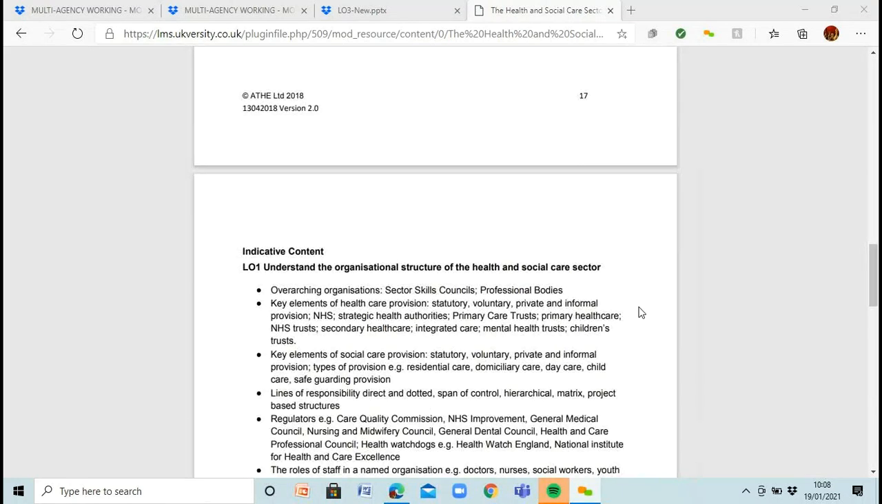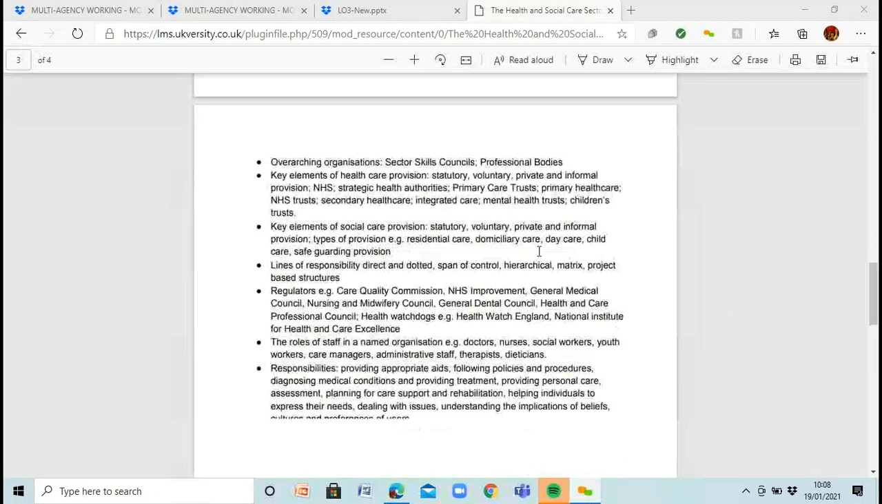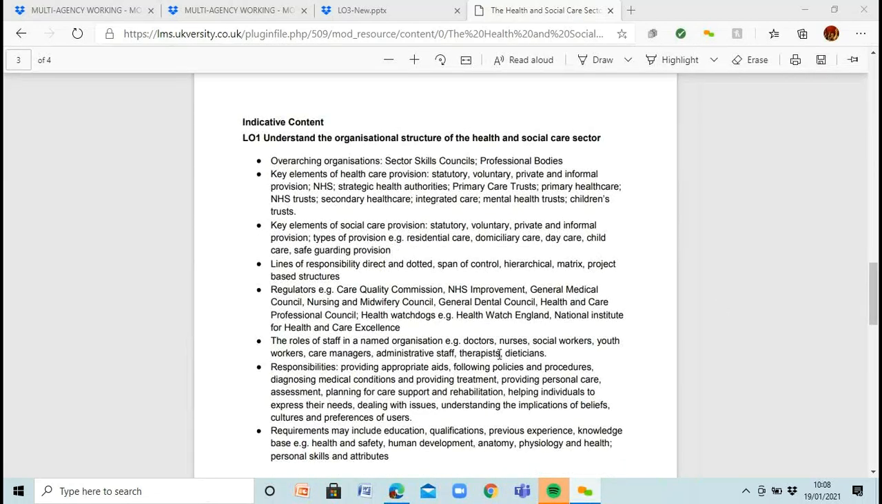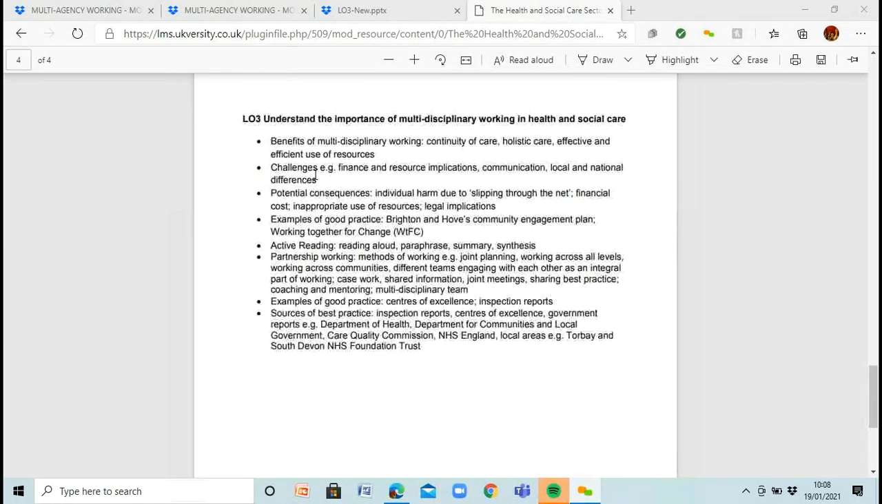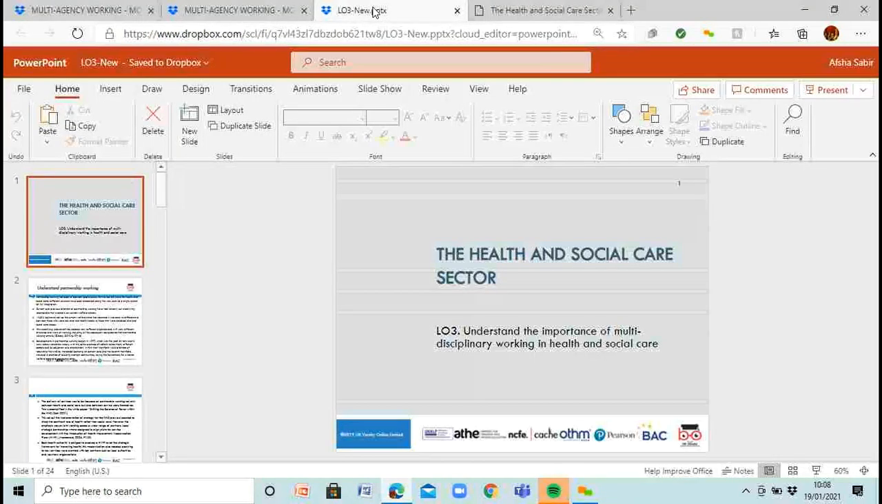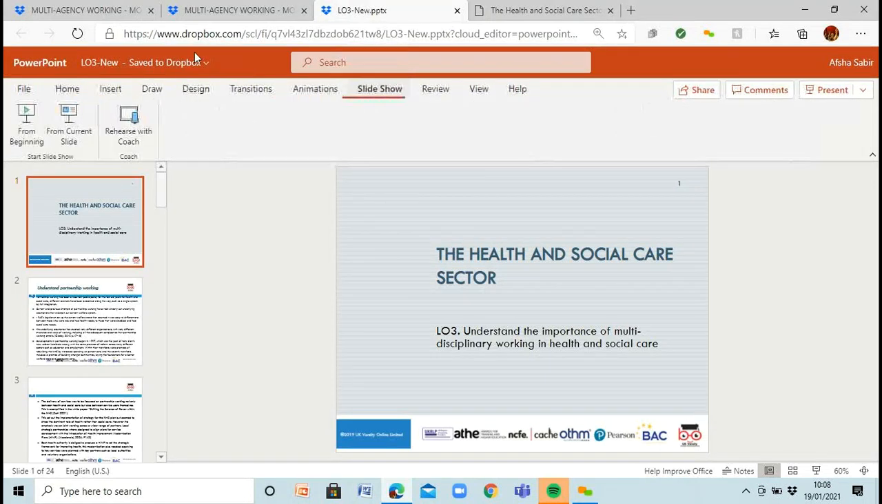So again, we scroll down to the indicative content. So this large section here is for learning outcome 1. Then we've got a little smaller one here for learning outcome 2. And then learning outcome 3, it just lets you know what sort of points we'd want to have introduced within the assignment once you get down to it. But we'll have a quick peek at this towards the end of the session. Just make this larger.